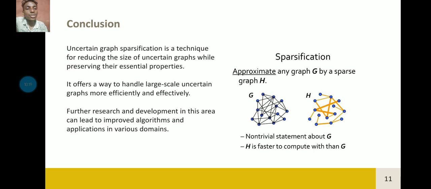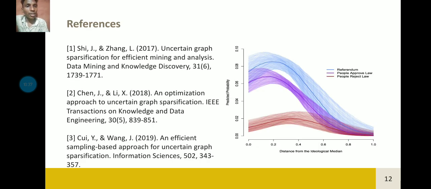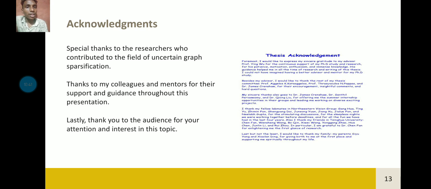These graphs are used to improve our algorithms and development, mainly for algorithms in various types of domains, whether in computer science or mathematics. Wherever this is used, it helps to develop our algorithms. These three are references. You can take that.